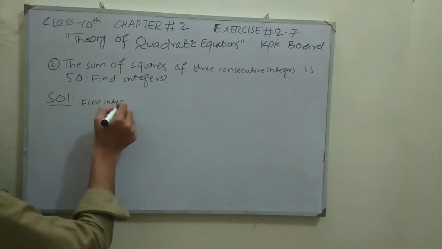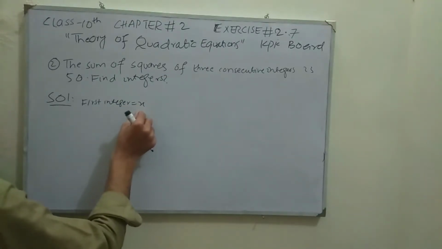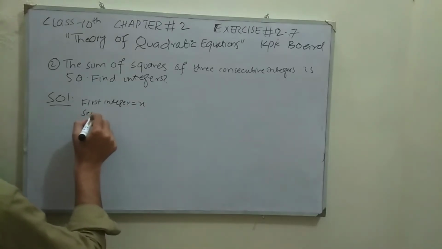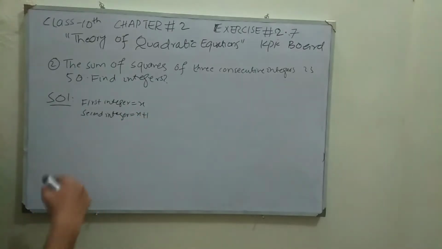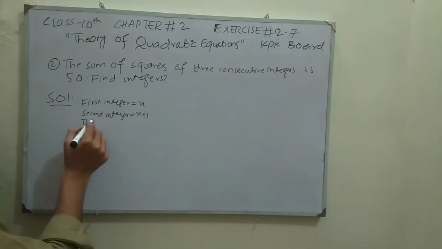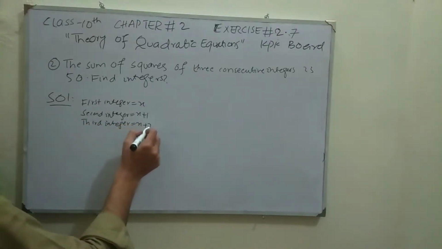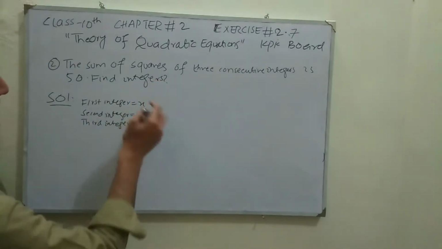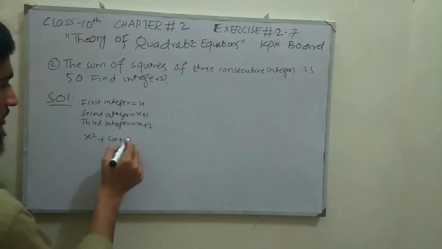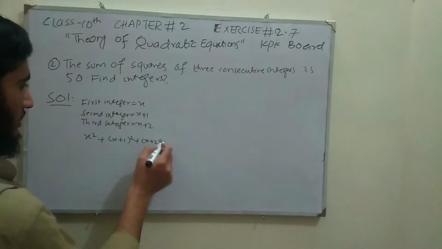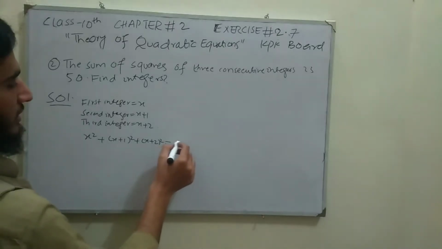First integer is x. Consecutive means the next one after this. So if we add 1 to x, the second integer will become x plus 1. And after x plus 1, the third integer will be x plus 2. They tell us that the sum of the squares, if we take the square of these numbers x, x plus 1, x plus 2 and add them, gives us 50 according to the condition.